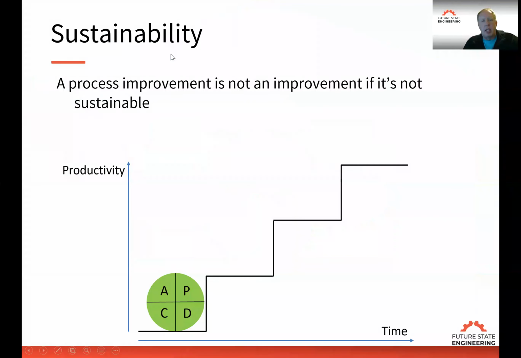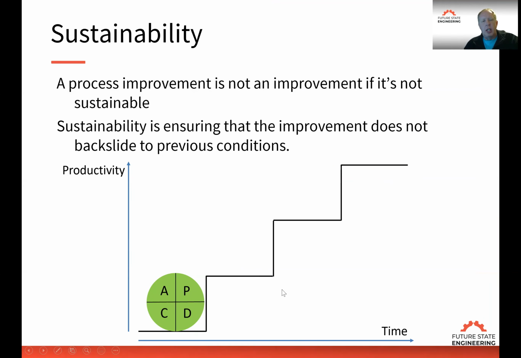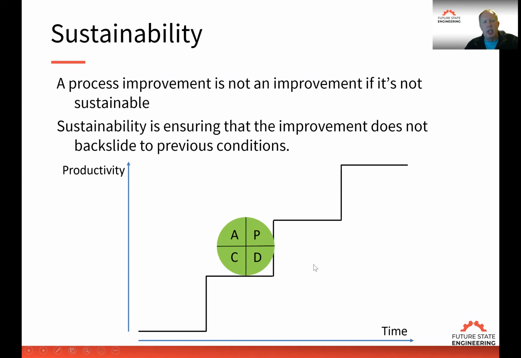So when we look at sustainability, we always say that process improvement is not an improvement if it's not sustainable. So we use the PDCA process for continuous improvement, and as we make improvements to the organization using the PDCA cycle, we want to ensure that the improvement does not backslide to the previous conditions. So when we move up the steps, we want to make sure that the PDCA cycle is continuously used, but to prevent backsliding, we want to put a wedge in place to prevent the backsliding.